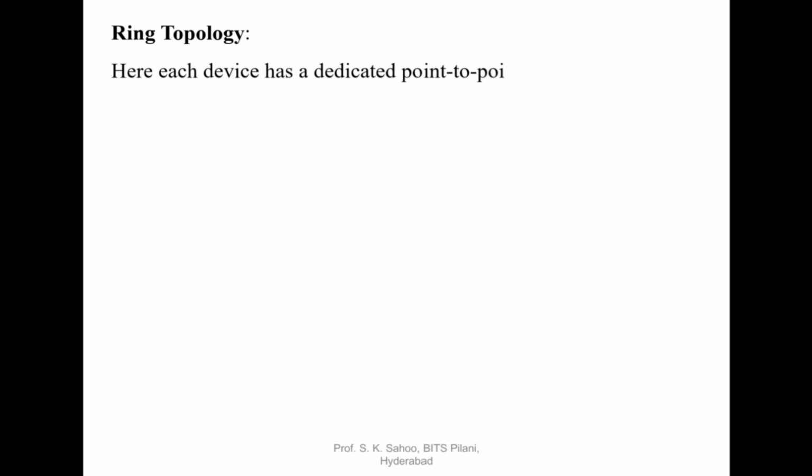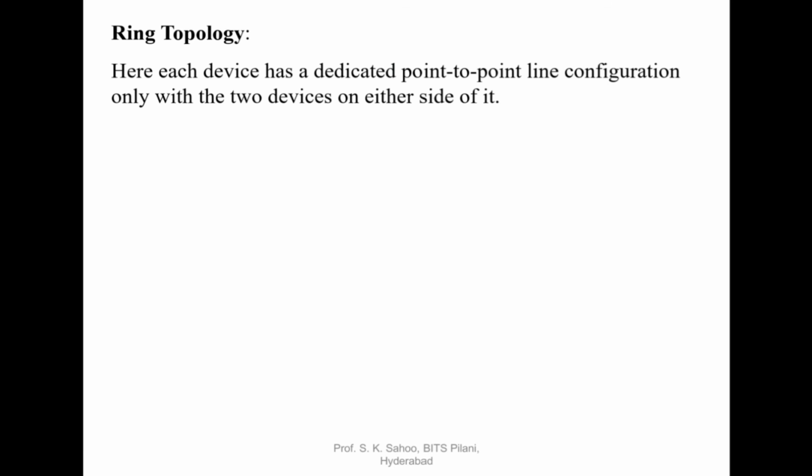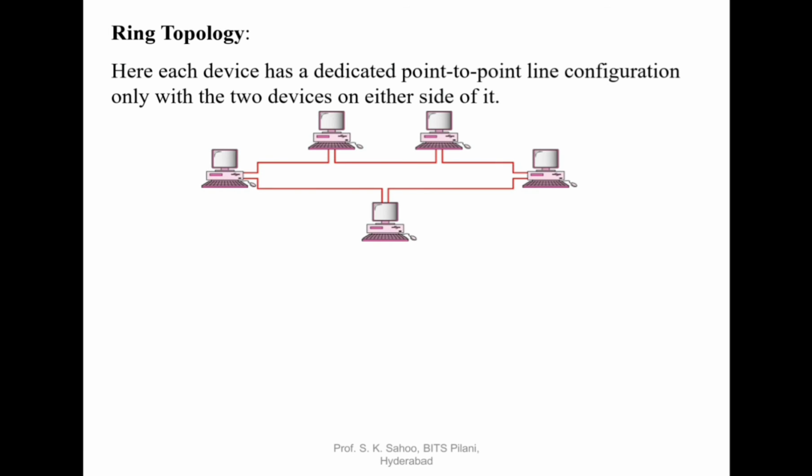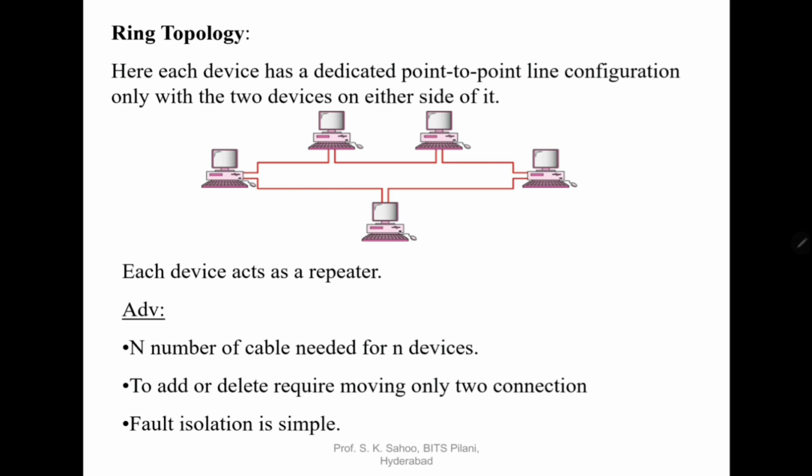The next is the ring topology. Here, each device has a dedicated point-to-point line configuration only with the two devices on either side of it. You can see here, this device is connected to this device and this device. Let us say this device is connected to this device and this device. The advantage is that each device acts as a repeater. Repeater means it will be regenerating the signal. But here n cables are needed for n devices. So if there are 5 devices, 5 cables will be suitable to make the ring topology.